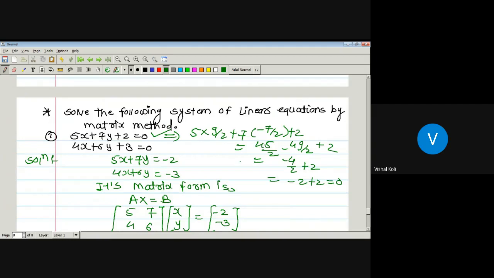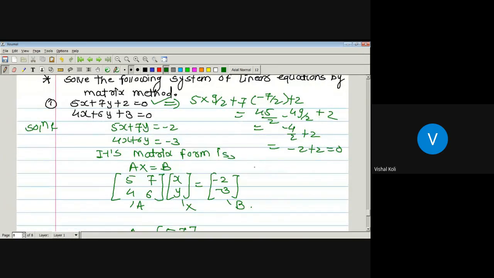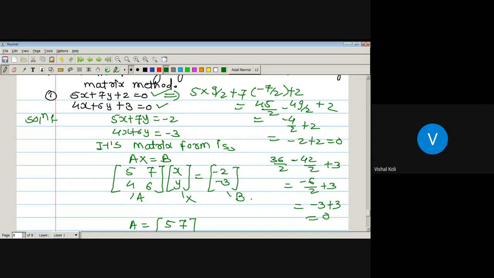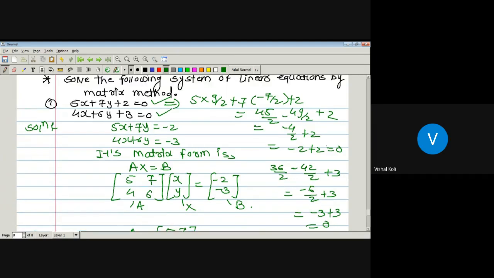Similarly the second one also: 4x plus 6y equal to minus 3. 4 into 9 by 2 is 36 divided by 2, plus 6 into minus 7 by 2, minus 42 divided by 2, plus 3, which is equal to 36 minus 42, which is minus 6 divided by 2 plus 3, minus 3 plus 3, which is equal to 0. So both the equations are satisfied for our given values x equal to 9 by 2 and y equal to minus 7 divided by 2. So these are the solutions of our given system of linear equations. Now the second example.